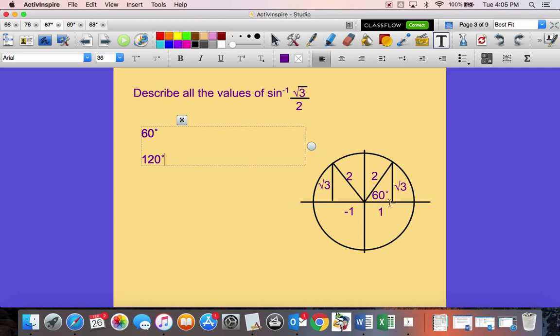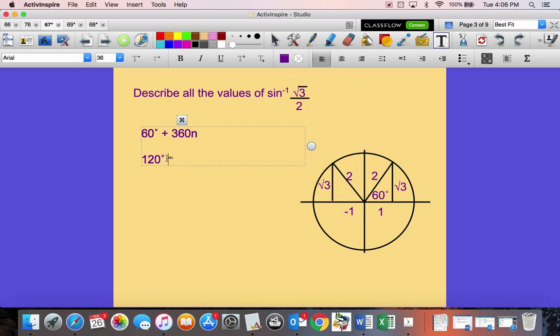Now, 60 degrees starts at the positive x-axis and goes up to the terminal side, which would give us 60. But if we went all the way around the circle, we would get back to the exact same spot. So for this 60 degrees, to deal with all of those times that we go around the circle, well, there's 360 degrees in a circle. And so we could add 360 degrees times however many circles we want to go around. I believe the book uses n for that number of times. It doesn't matter, it's just a variable. So we've got 60 plus 360n, and that would be one of them.